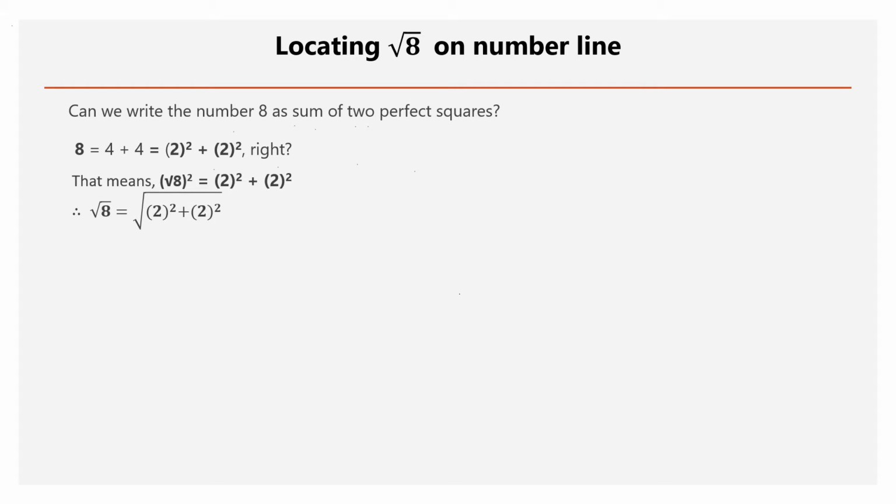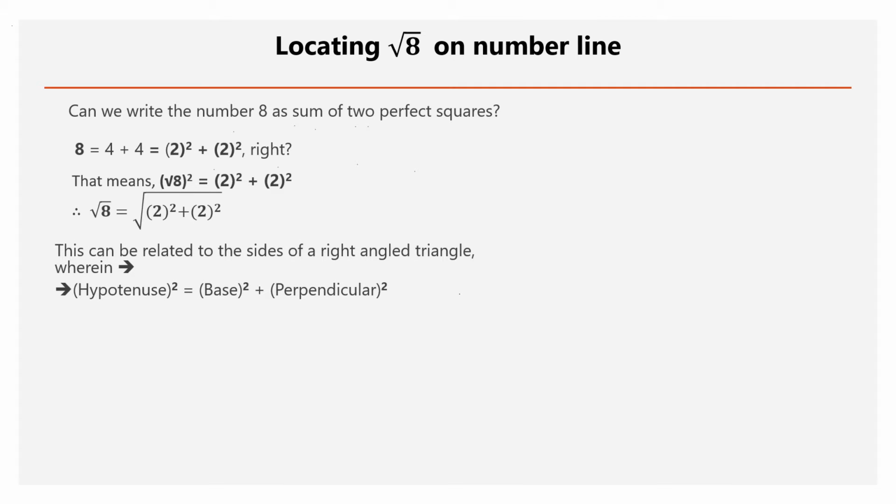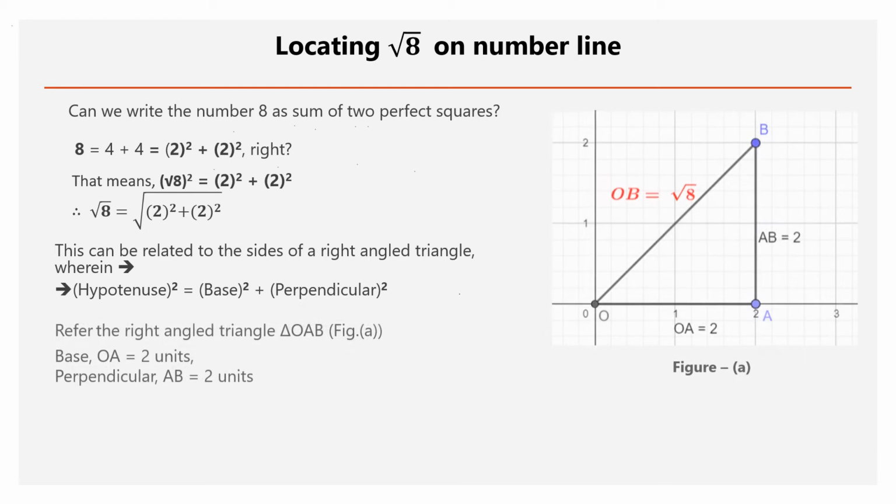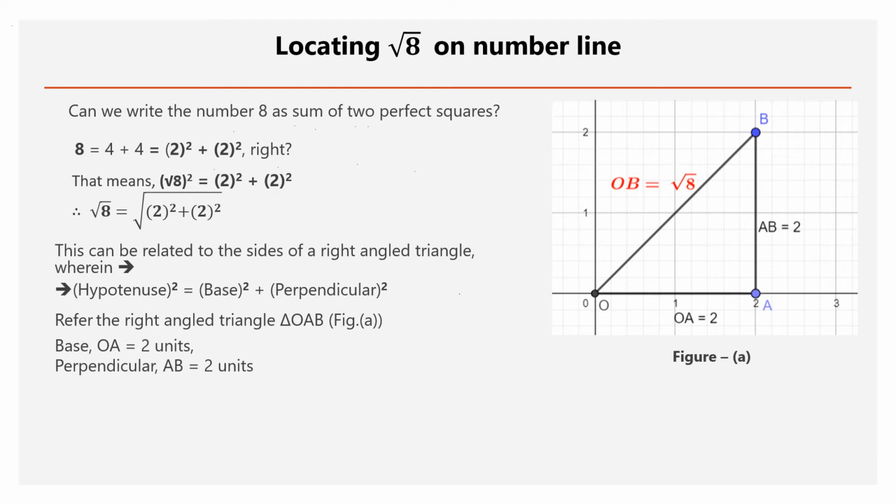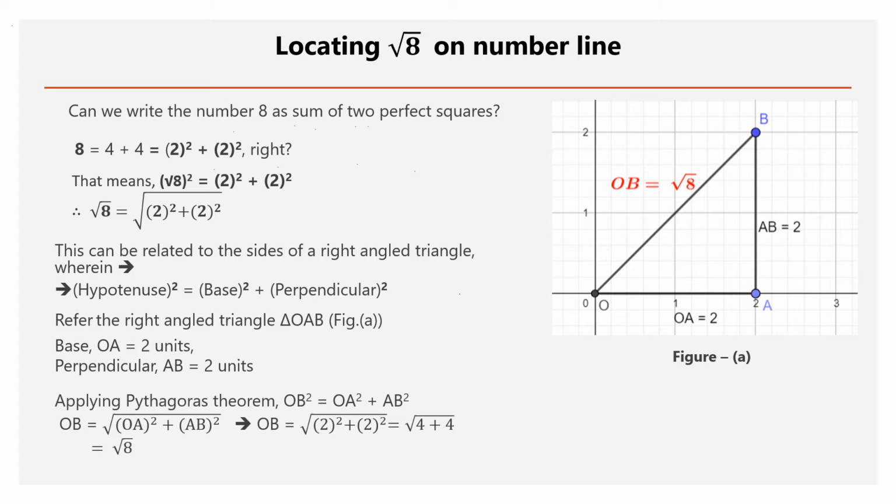This can be rewritten as square root 8 whole square is equal to 2 square plus 2 square. This can be related to the sides of a right angled triangle, wherein hypotenuse square is equal to base square plus perpendicular square. Here you can see the right angled triangle OAB, where the base OA is 2 unit length and perpendicular AB is 2 unit length. In that case, the hypotenuse OB is equal to square root 8 units. Now let us see how we can use this knowledge for locating square root 8 on the number line.